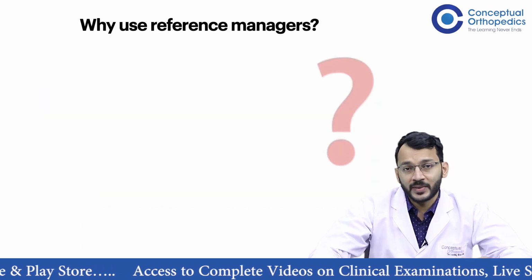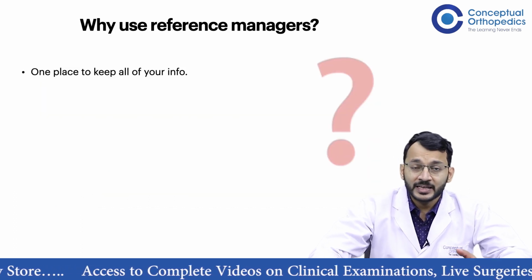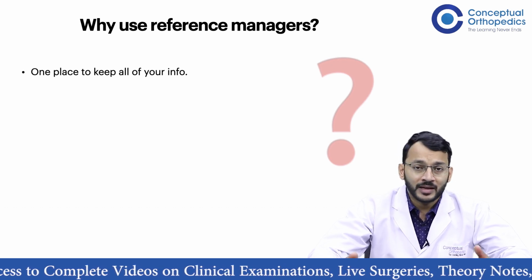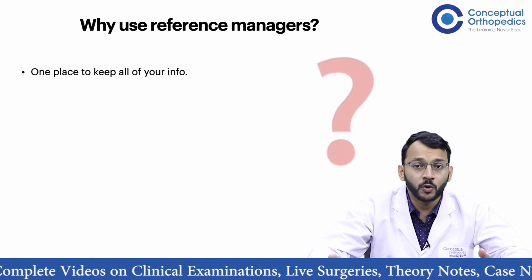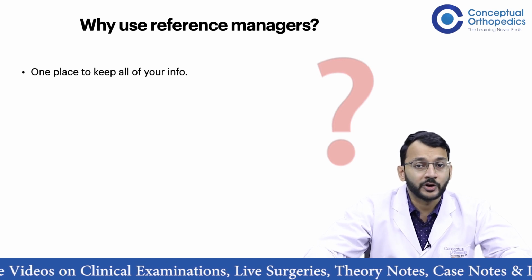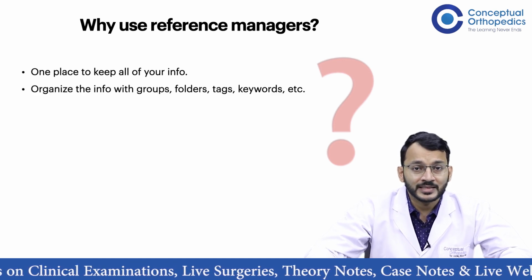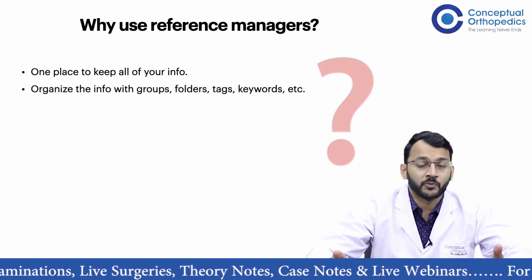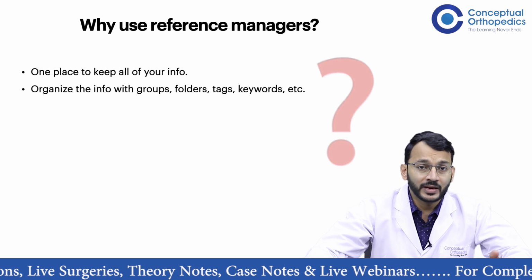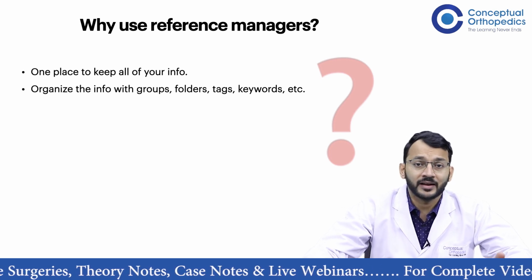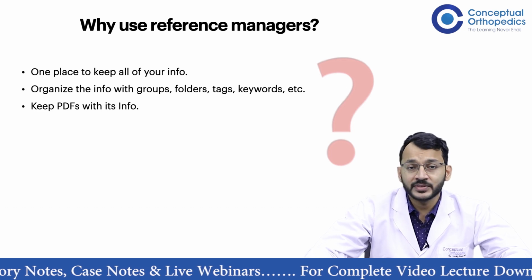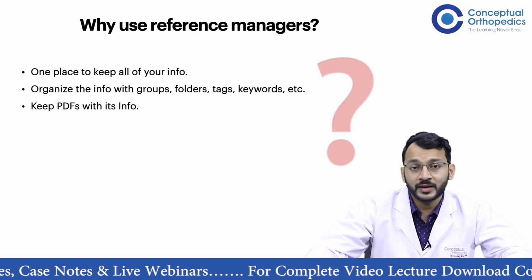Why use a reference manager? Because it's one place where you can keep all your info, all the thousands or hundreds of articles that you have to go through to write a scientific article, you can put it in one place. You can organize them into groups, folders, tags and keywords. If you're working on more than one project, you can have one group for one project and another for the next. You can keep all your PDFs in one place along with the information.